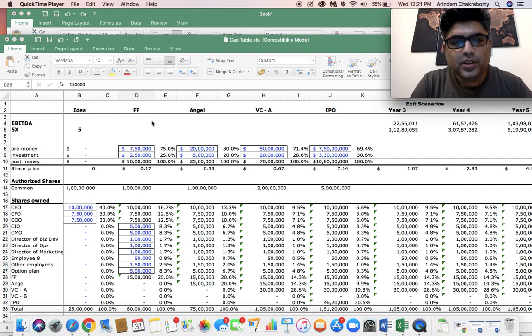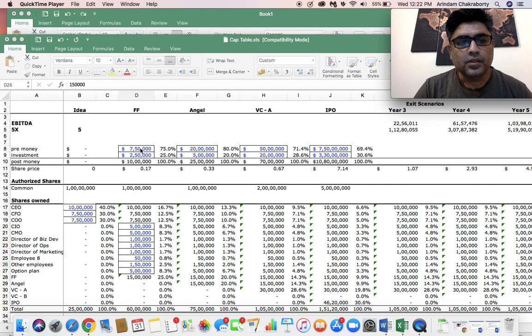Hey guys, today I thought of discussing with you a thing which is called a cap table. Now, a cap table is something which is used by private equity and venture capital companies in order to understand what is the percentage of share liquidation that is going to happen in the context of some infusion of funds by external sources, which may be private equity, an IPO, a VC, or angel funding and so on.